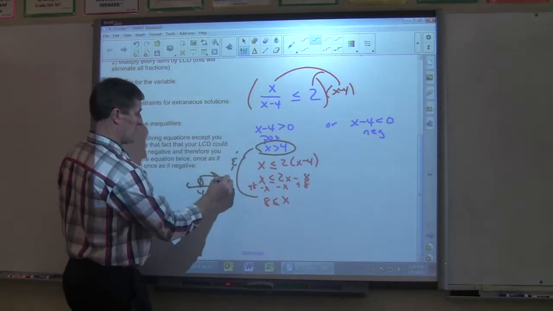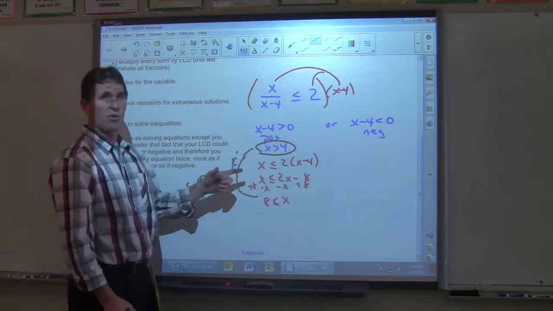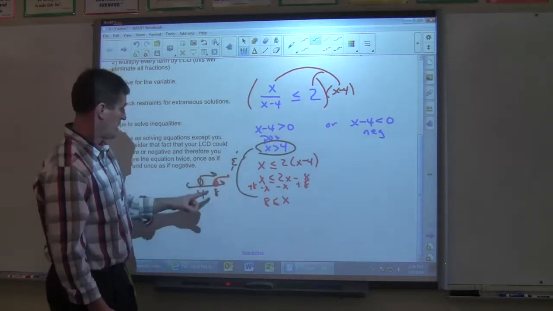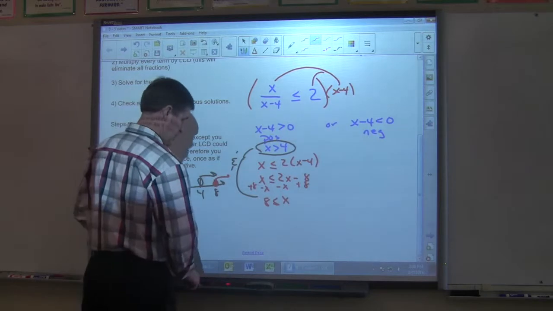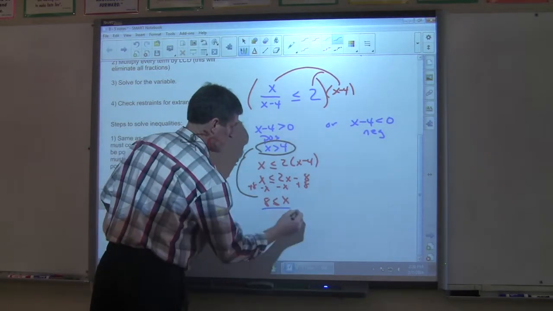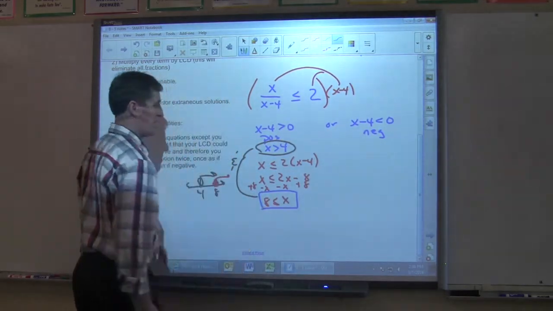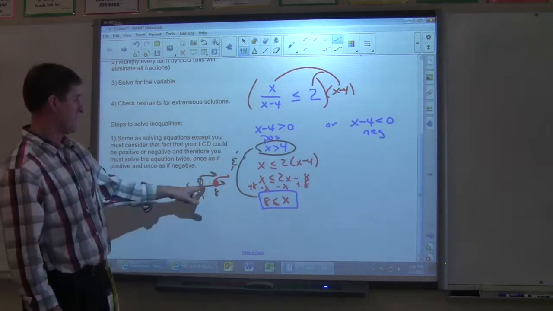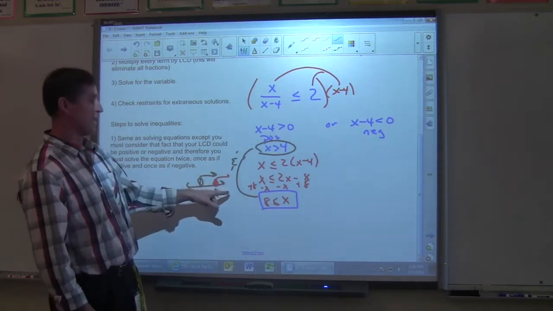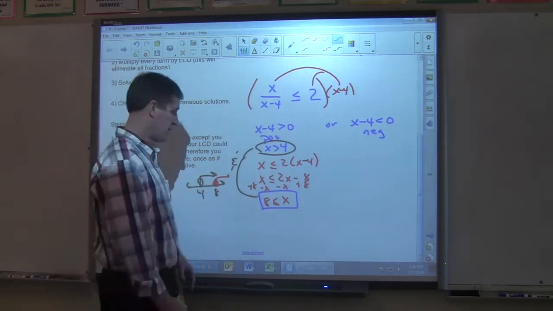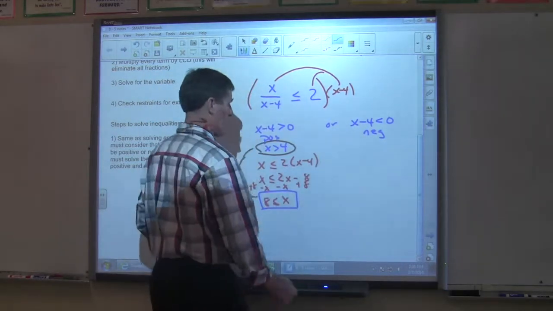Well, remember, an and statement is only what makes them both true. The only thing that makes these both true is x is greater than or equal to 8, because like 5 is greater than 4, but it's not greater than 8, so we don't include that. So now I go over and I do this one.